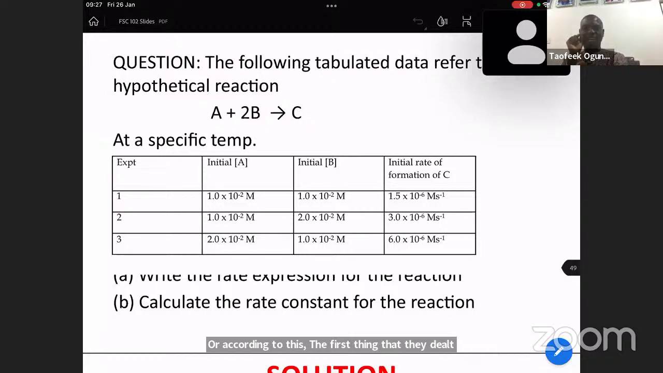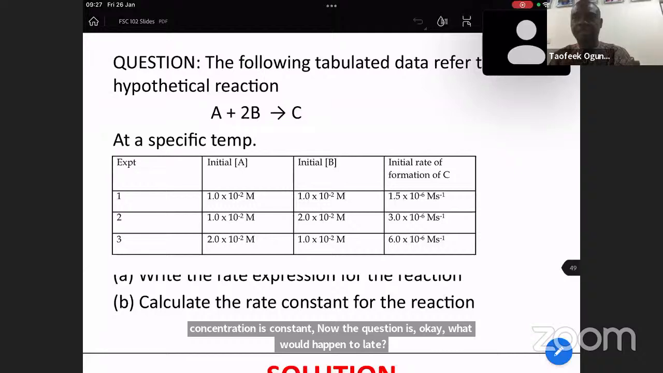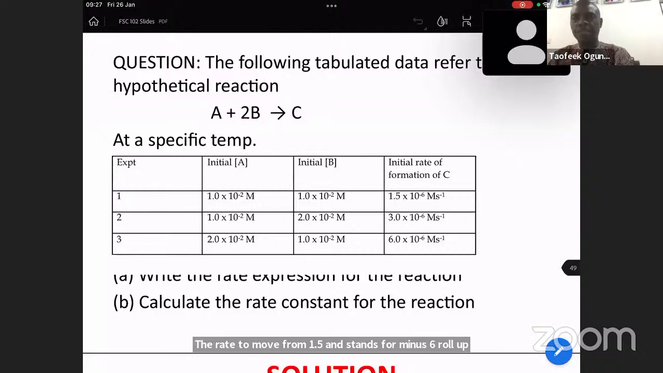What happens on this table? You'll see that for experiment 1 and 2, the initial concentration of A was kept constant, while they doubled the initial concentration of B from 1 to 2 times 10 raised to the power minus 2 molar. You'll see that A concentration is constant, B concentration got doubled. Now, the question is, what now happens to rate? The rate moved from 1.5 times 10 raised to the power minus 6 molar per second to 3 times 10 raised to the power minus 6 molar per second. That means that when you double the concentration of B, rate of reaction also doubled.